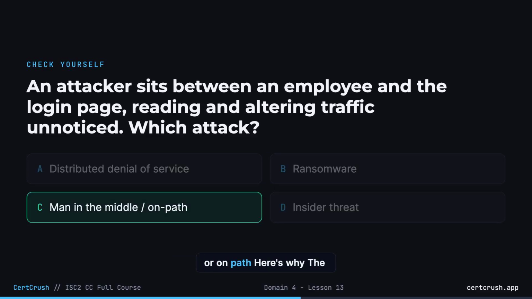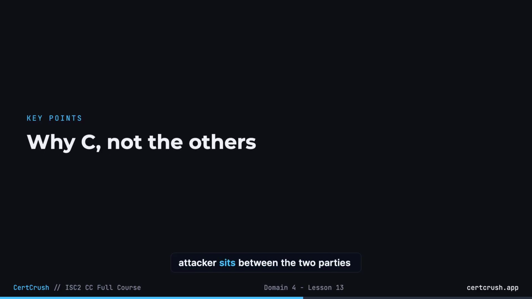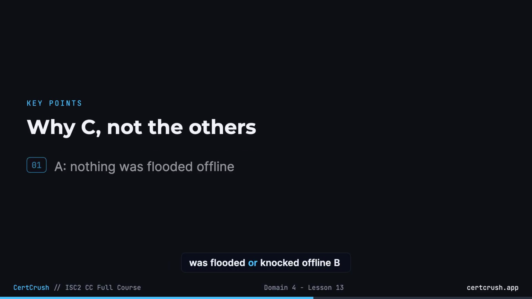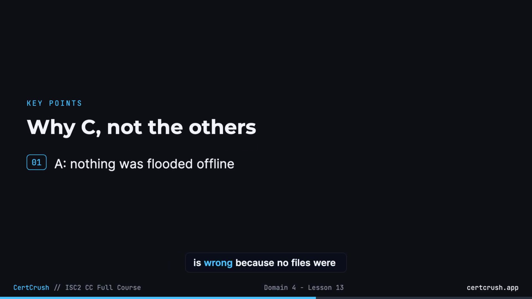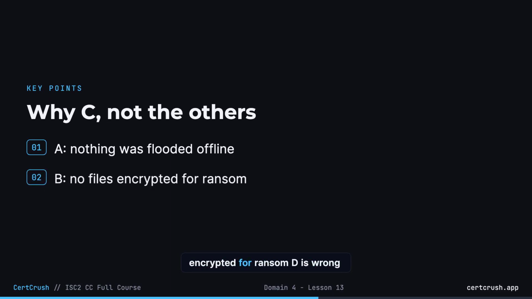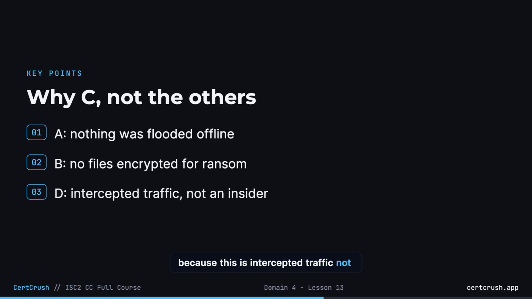Ready? The answer is C. Man in the middle or on path. Here's why. The attacker sits between the 2 parties, reading and changing traffic as it passes, which is the on-path definition. A is wrong because nothing was flooded or knocked offline. B is wrong because no files were encrypted for ransom. D is wrong because this is intercepted traffic, not a trusted insider abusing their own access. Watch for the phrase between 2 parties or intercepts traffic. That is on path every time.